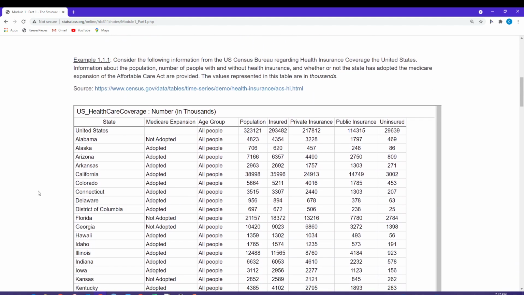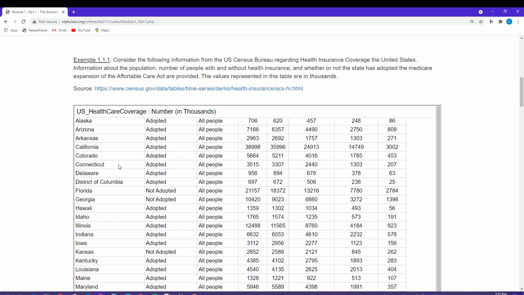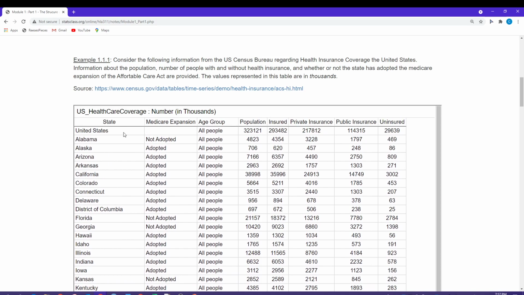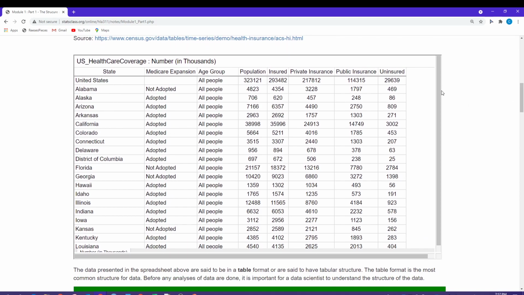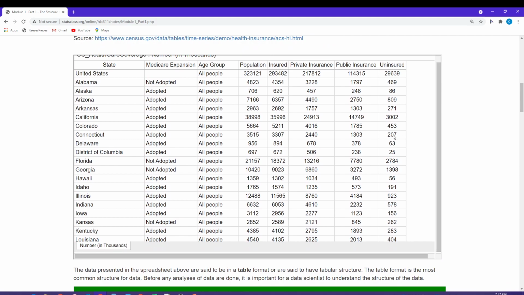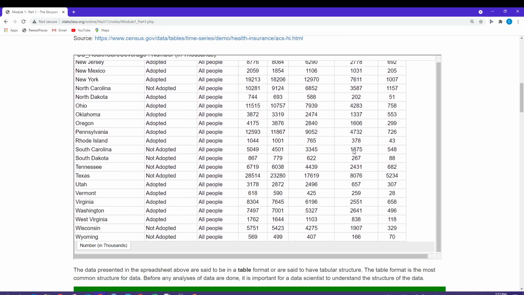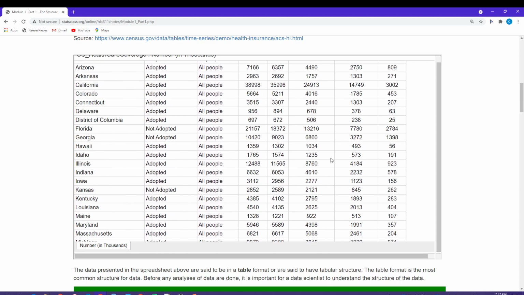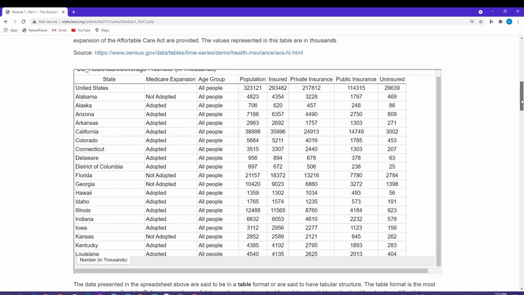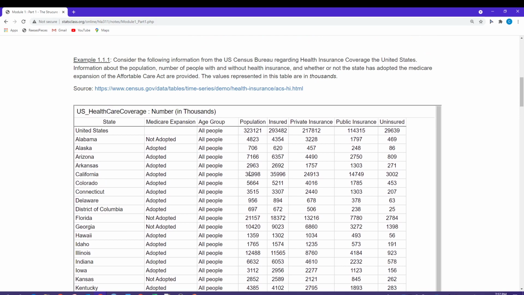Okay, let's consider our first example here then. This information is about health insurance coverage in the United States. Okay, and this information is provided to us on a variety of states. So we can see Alabama, Arizona, Arkansas, all the way down here. So this data sheet has a bunch of rows in it, all the way down to Wyoming there. And when we think of data, this is kind of what we typically think about.